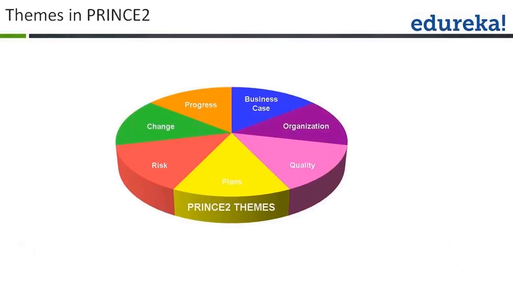Now the new slide in front of you depicts the 7 themes in Prince2. The 7 themes in Prince2 are business case, organization, quality, plans, risk, change and progress. Now let's go through these 7 themes one by one.